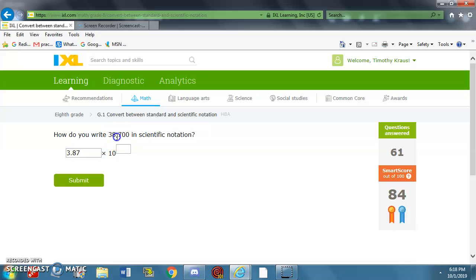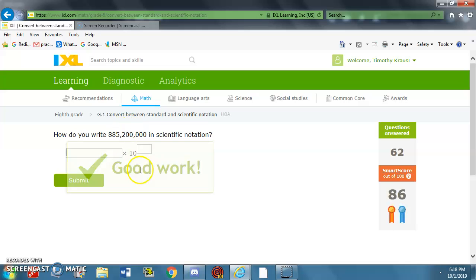Remember, just slide. That can be 1, 2, 3, 4. Just do little backwards jumps. Like you do on like the bottom of the moon or something. How do you write this in scientific notation? 8.85. I think you guys got the hang of it.